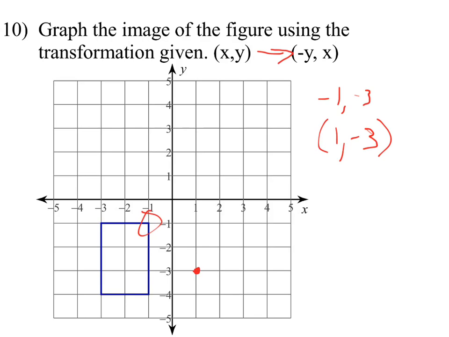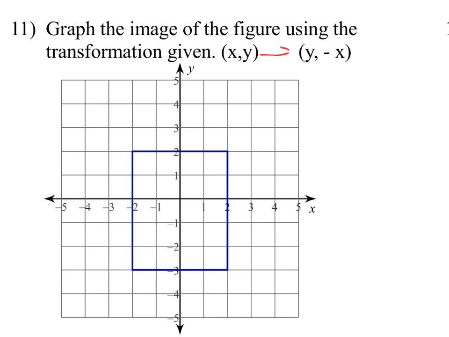This one is at (-1, -1). Change the order, change the sign on the first one, you get (1, -1). This guy here is at (-3, -4). Change the order, change the sign on the first one, you get (4, -3). And this guy is at (-1, -4). Change the order to get (-4, -1). Change the sign on the first one to get (4, -1). And we get this figure here.